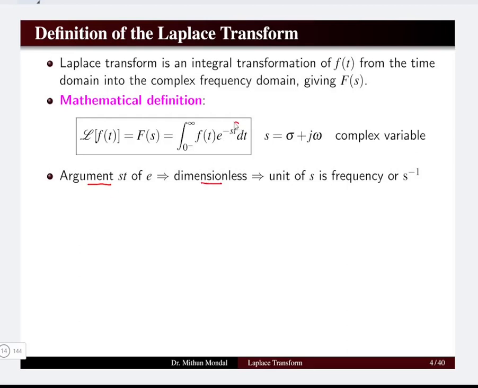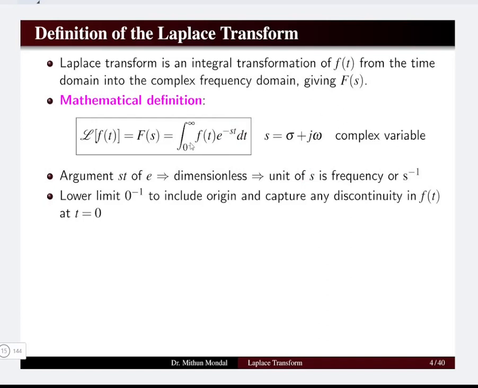So here we have e to the power st, so st has to be dimensionless, as the argument of e to the power st has to be dimensionless. The unit of s is frequency, or second inverse. Hence the Laplace variable s has the unit of frequency, or second inverse.